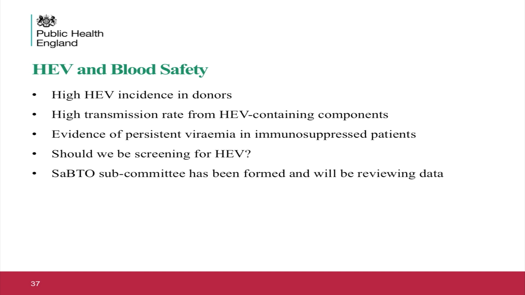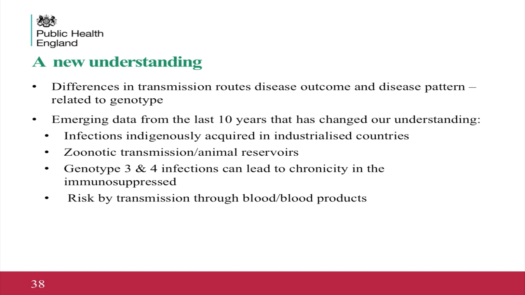So hopefully I've demonstrated to you that our understanding of this virus has changed dramatically over the last 10 years. We now recognize there are differences in transmission routes, disease outcome, and disease pattern associated with the virus, and this does seem to be related to the genotype of the virus. Data that has emerged over the last 10 years has really changed our understanding, particularly in industrialized countries. We now know that infections can be acquired indigenously, and that it's associated with rolling infections, which are linked to zoonotic transmissions, and that we have quite distinct animal reservoirs for this virus.